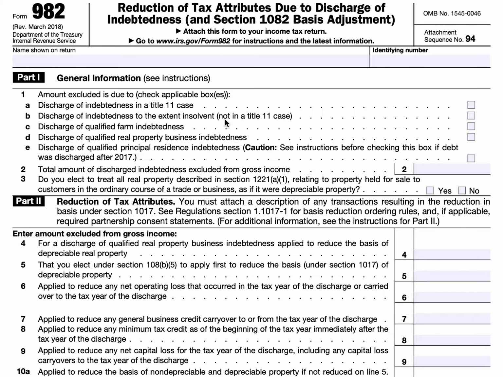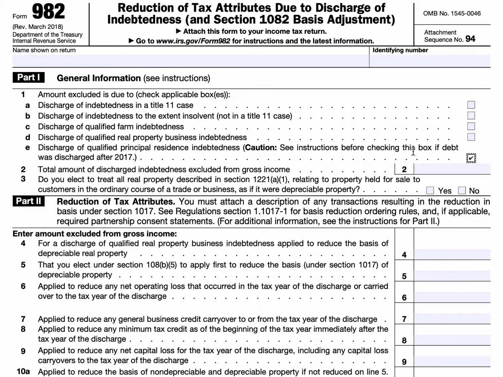You may choose to use the insolvency rules by checking box 1B instead of checking box 1E. You should talk to your accountant if that's a consideration for you. If you do check box 1E, you will need to complete line 2 and eventually line 10B if you continue to own the property after you've discharged the debt. For this example, we're going to walk through as if we're discharging indebtedness related to our qualified principal residence.